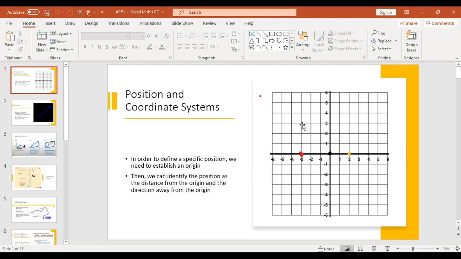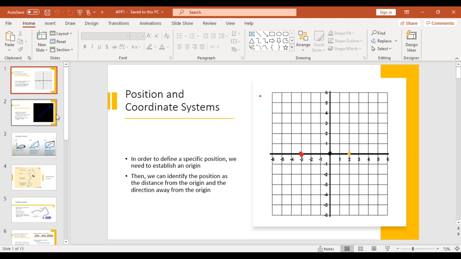We have these red and yellow dots, where the red dot is 3 units to the left, while the yellow dot is 2 units to the right. And what I said there, 3 units to the left, 2 units to the right, those are position terms, right? I am defining a position relative to this other point, right? This origin that we established.